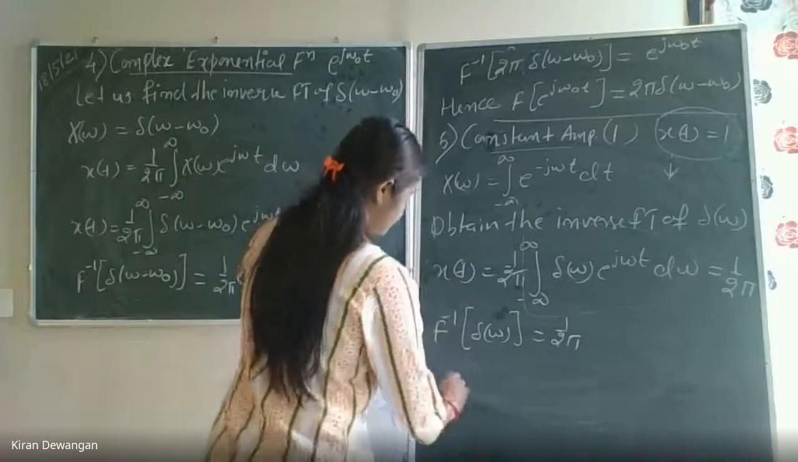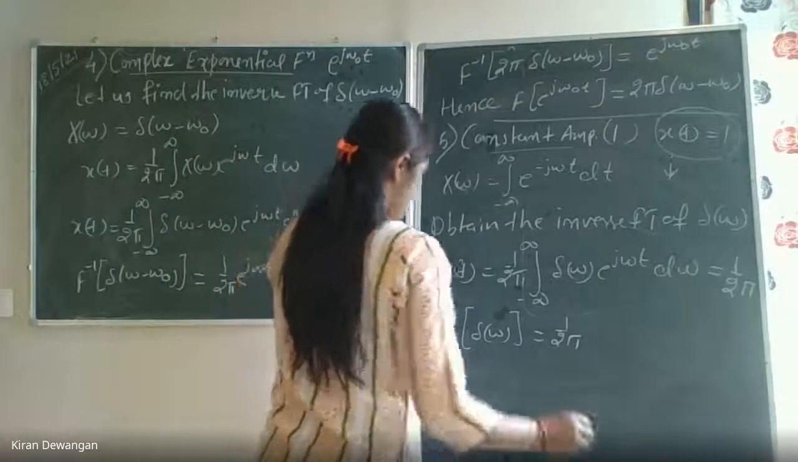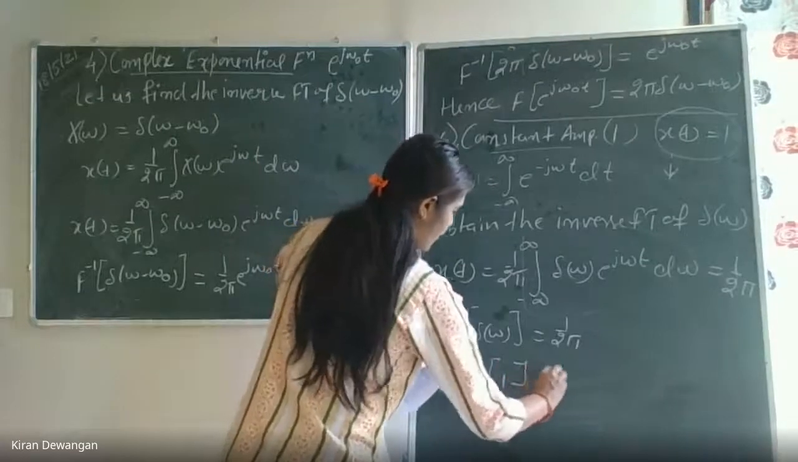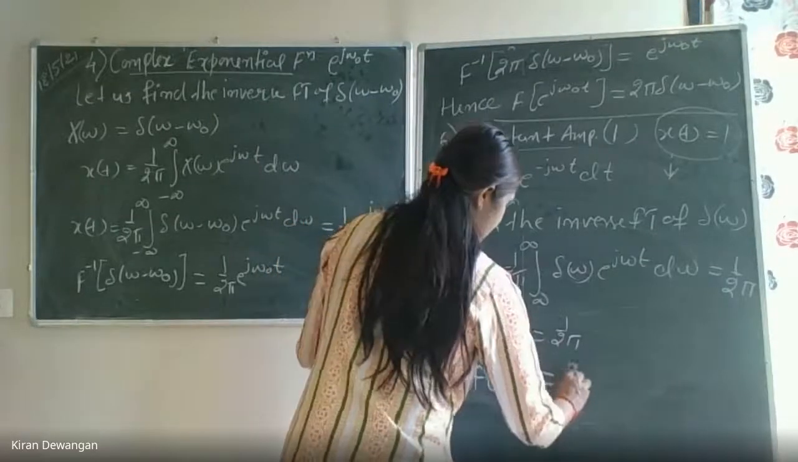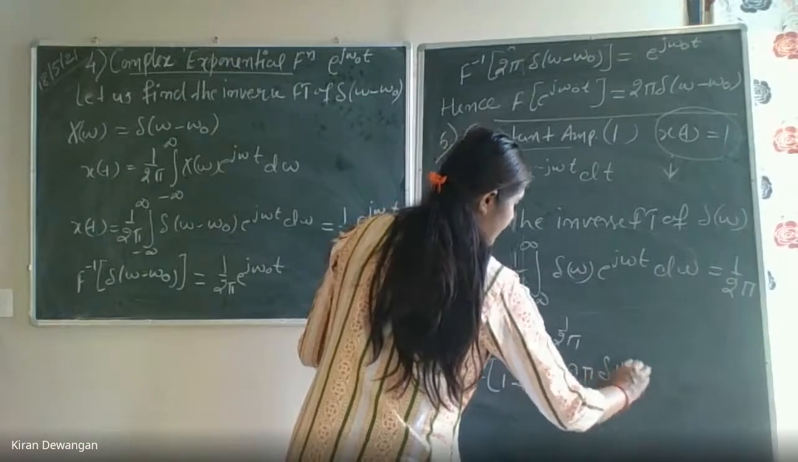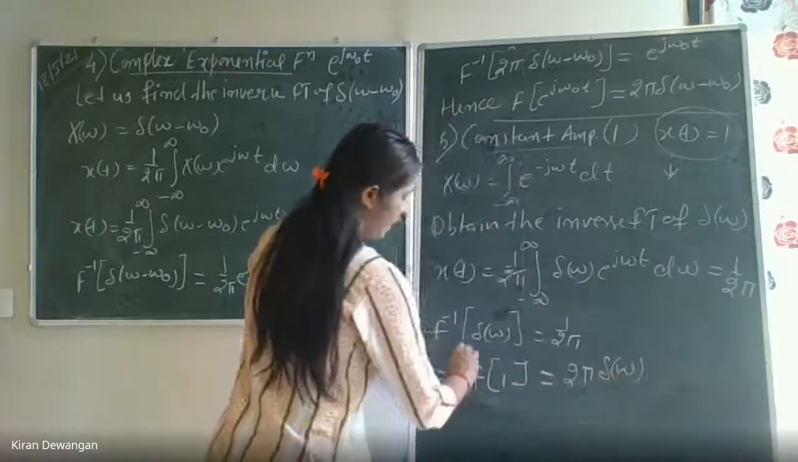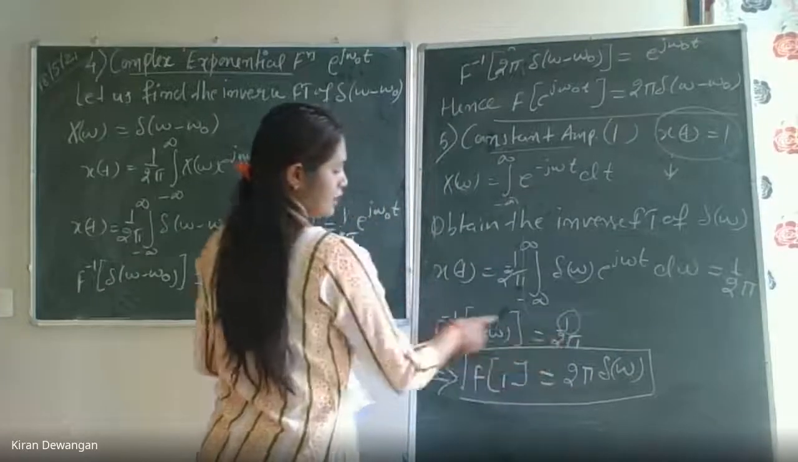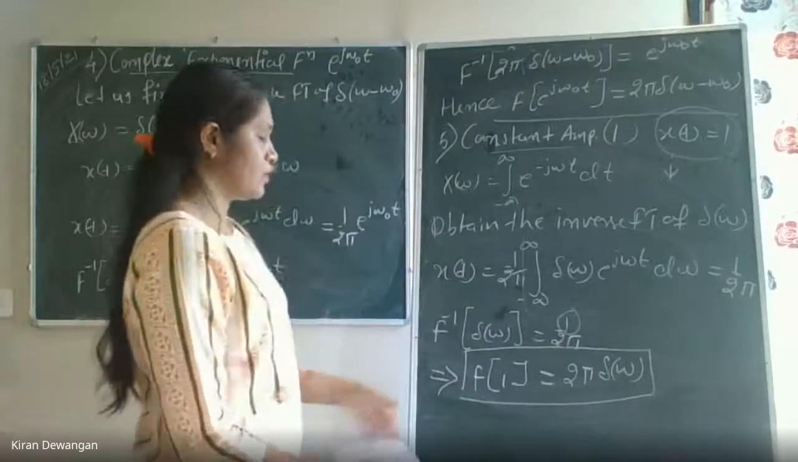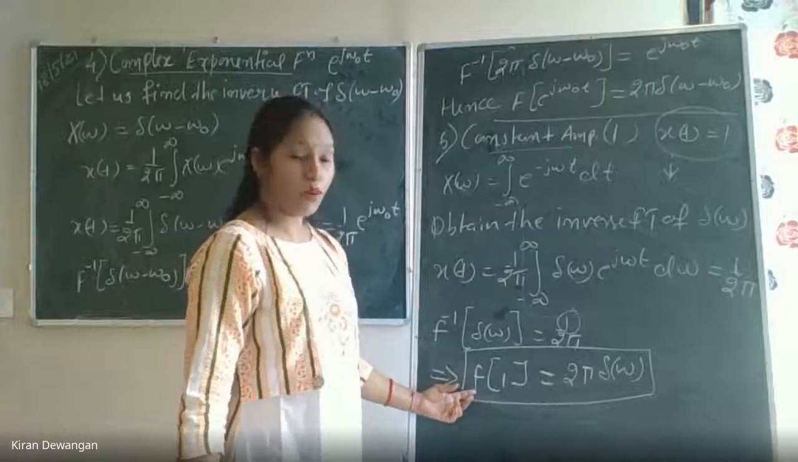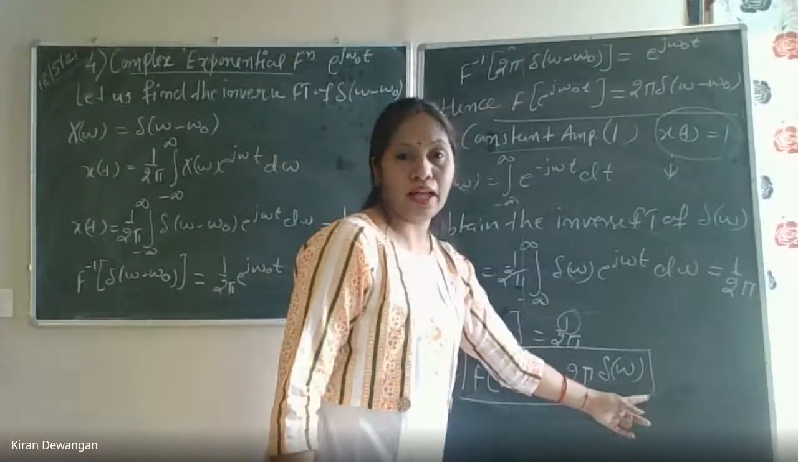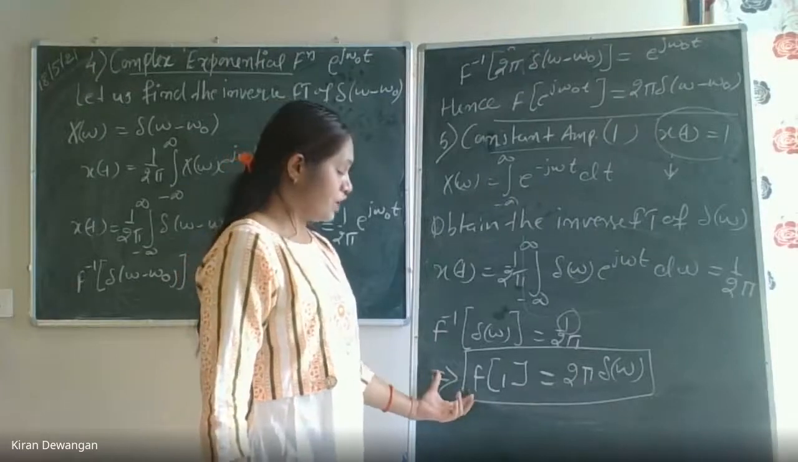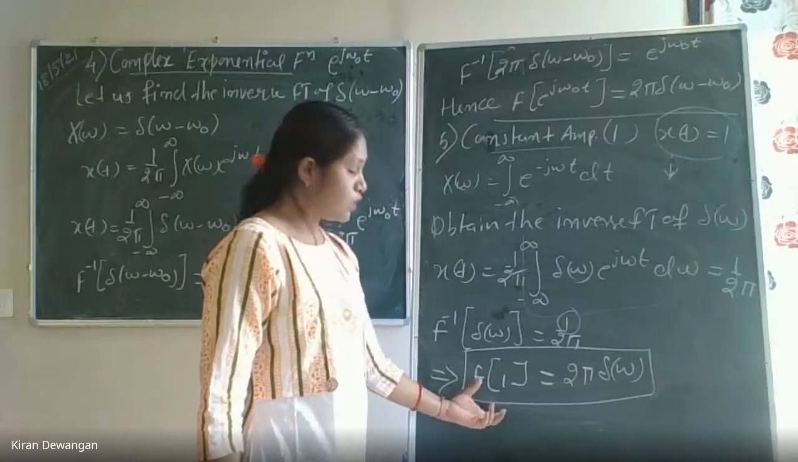That means this implies that the Fourier transform of 1 will be 2 pi del omega. Okay, here is 1. If I am taking 2 pi to this side, the Fourier transform of a constant value 1 will be 2 pi del omega. Okay, that is how we can obtain the Fourier transform of a constant value 1.